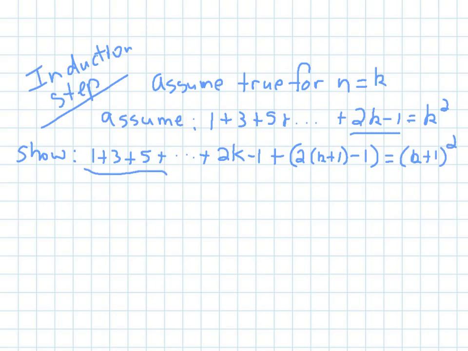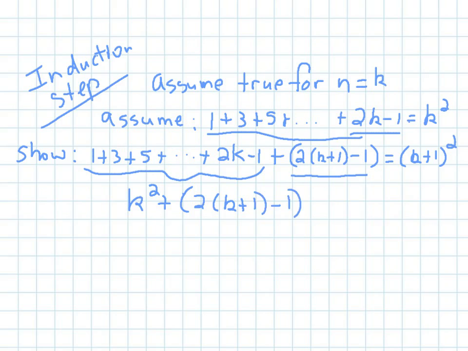Now this part right here is the same thing as this up here. And that equals k squared. So we could replace it with k squared. And the next thing we'll need to do is to simplify this part right here and show that all that equals the right side. And so we have k squared plus, and then we'll distribute that 2k plus 2 minus 1.